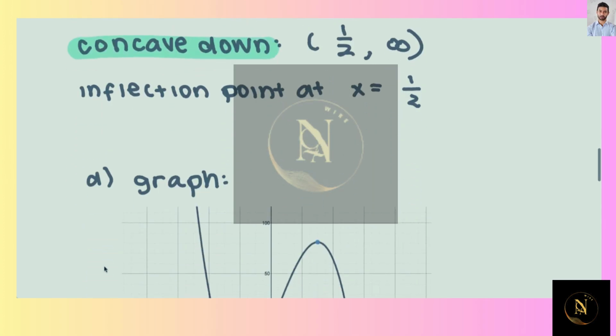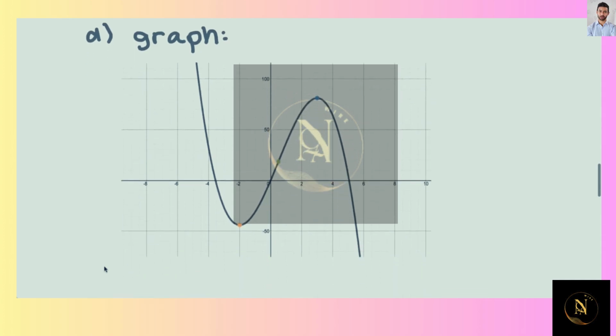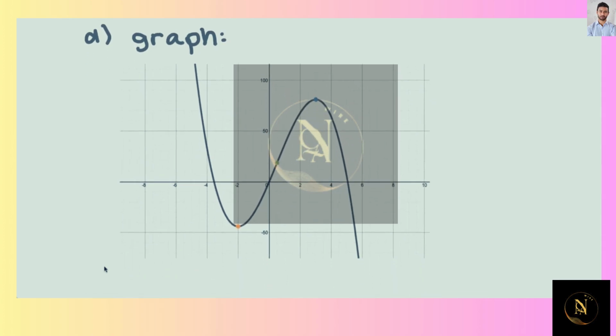And finally for D, it says, let's check the graph of this function and see what we got was correct. So this is the graph of the function, and you can see that our intervals of concavity and increase and decrease are correct. And you can also go through this more specifically and determine the points as well.